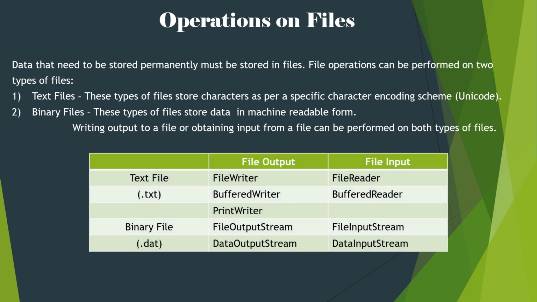We have various predefined classes for this purpose. Suppose you want to create a text file for output purposes, so we need a set of classes: FileWriter, BufferWriter and PrintWriter. These classes are all part of the java.io package. In the same way, if you want to do input operations on a text file, we need FileReader and BufferReader classes. For text files, the extension is .txt.